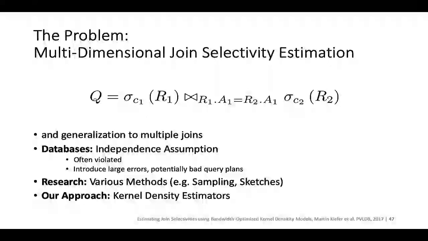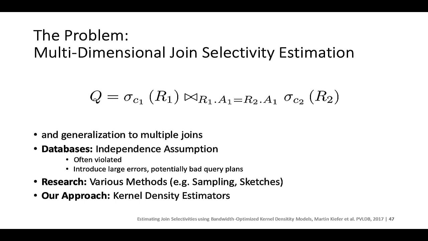And what I did in this paper I mentioned earlier is to extend this to joint selectivities. So now we don't only have the case where we have range selections over base tables, but we have joins plus selections on the base tables. And the paper also covers generalizations to multiple joins. However, for the sake of brevity, I will stick to a single join for this talk.